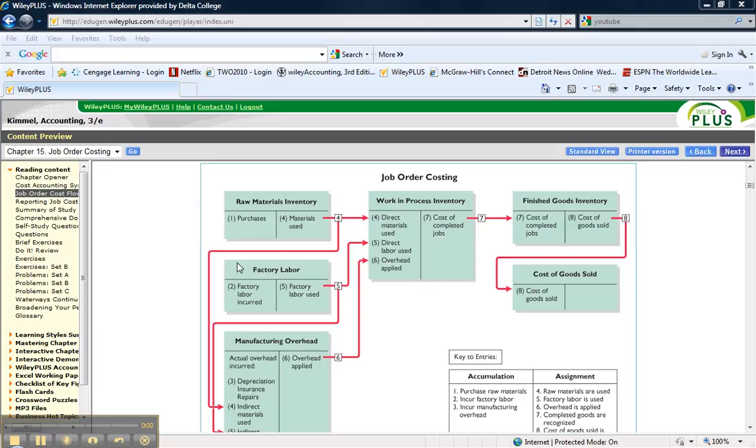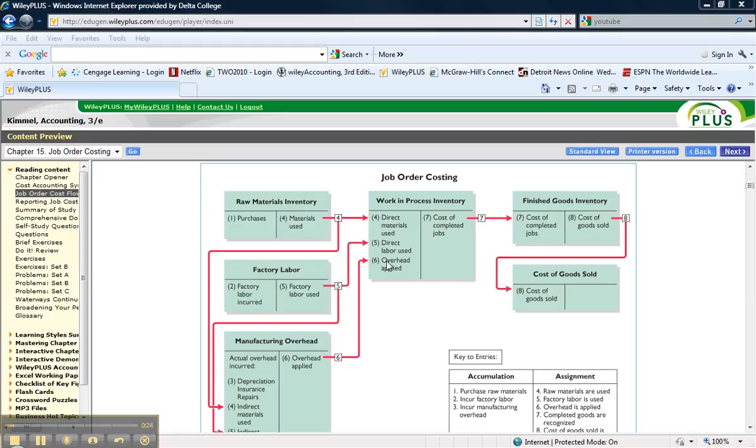In a few minutes, how to do these accumulating entries to accumulate all of our costs in our three main manufacturing accounts. But first, let me finish up this flow chart here. After that accumulation happens, we move the costs out of these materials, labor, and overhead accounts into work in process inventory. We'll learn how to assign those costs and what journal entries are needed in a few minutes.